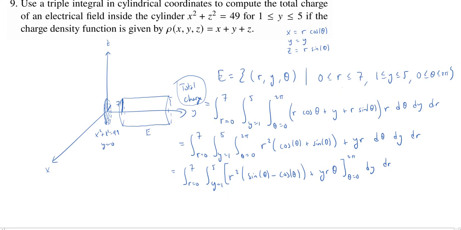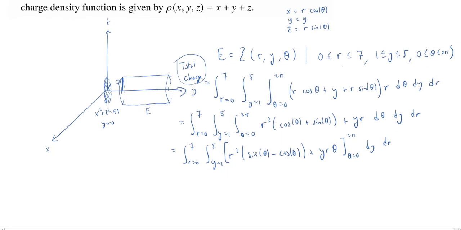All right, well, let's see. At 2 pi and at 0, sine is going to be 0 and cosine is going to be 1. So this is going to end up being r squared times -1 minus -1. Okay, so this piece is going to be 0. All right, how about this one? Well, the yr is just a constant, so this is really just giving us the length of the interval. So we're going to get yr times 2 pi. All right, so all that stuff in there is just going to reduce down to 2 pi yr.